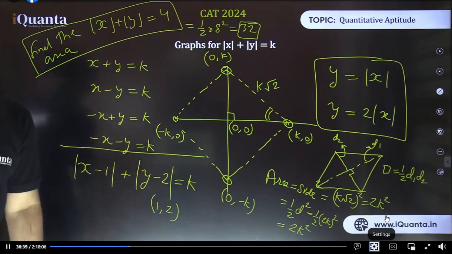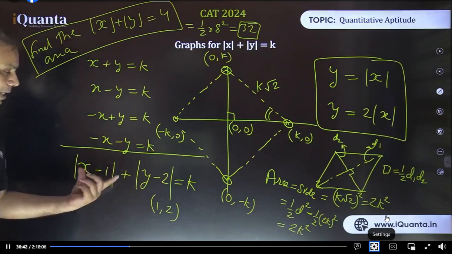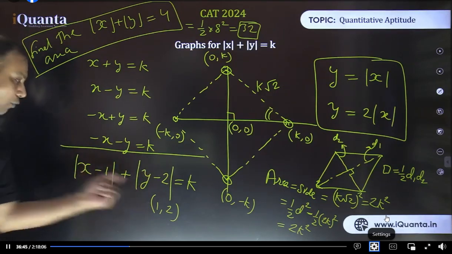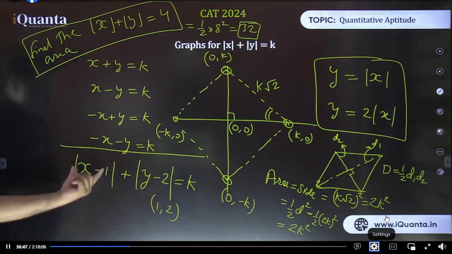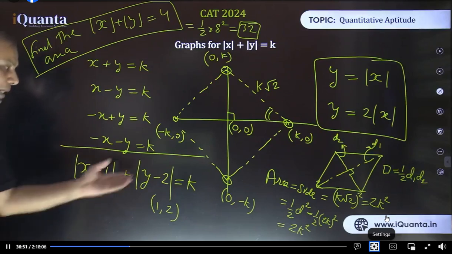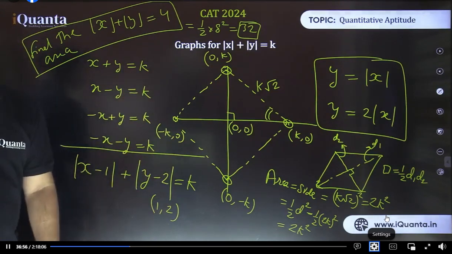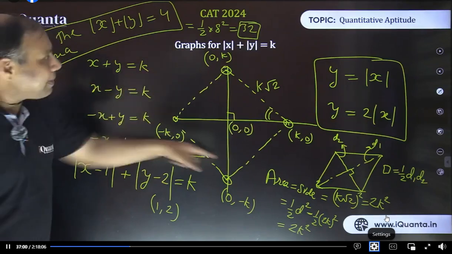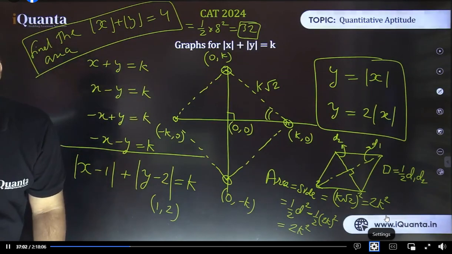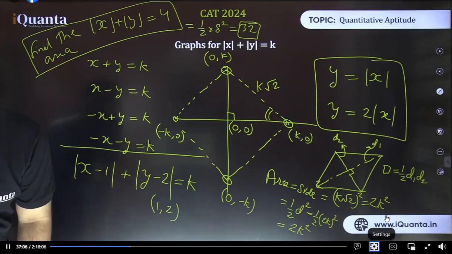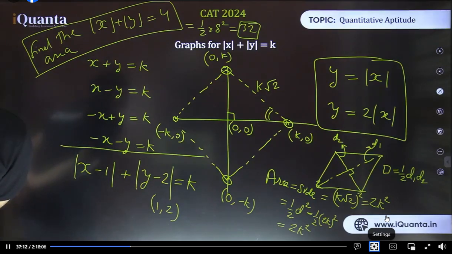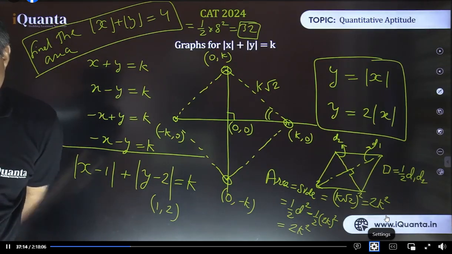As we were discussing in the earlier case of graphs, in the same way the center of this graph will be shifted to 1, 2. How do we find 1, 2? At which point will this term become 0? At x equals 1. In the same way, at y equals 2. So 1, 2 will be the center and exactly the same shape will be there. Same shape means same side length and same area also. Is it okay? Is it clear to everyone? Shall I proceed further?